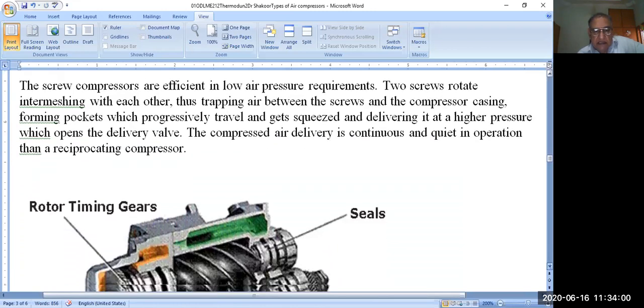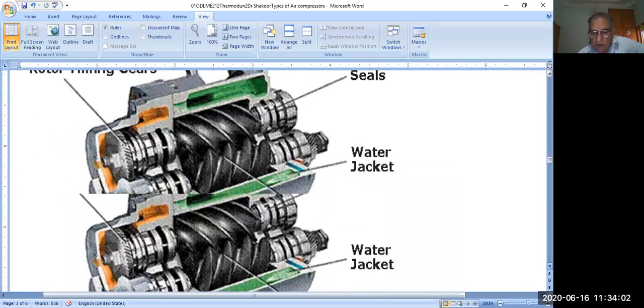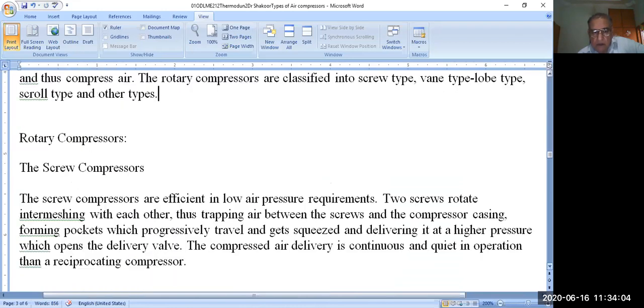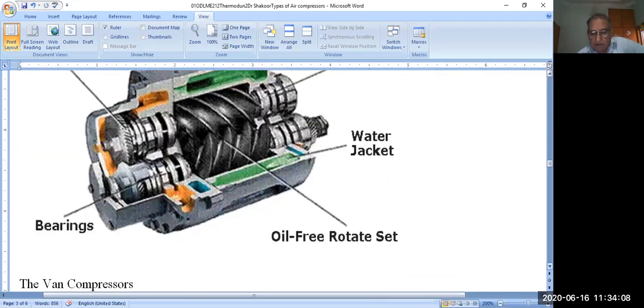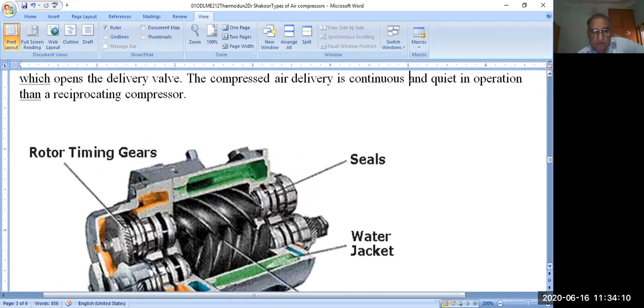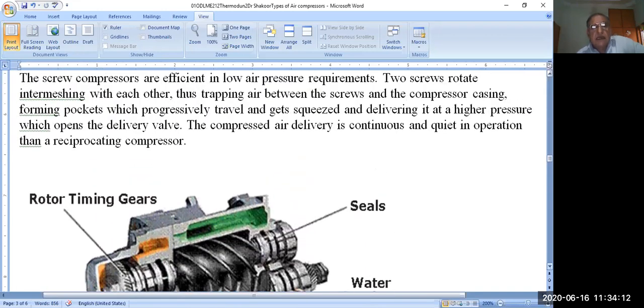The screw compressors are efficient. In low air pressure requirements, two screws rotate, intermeshing with each other, thus trapping air between them.